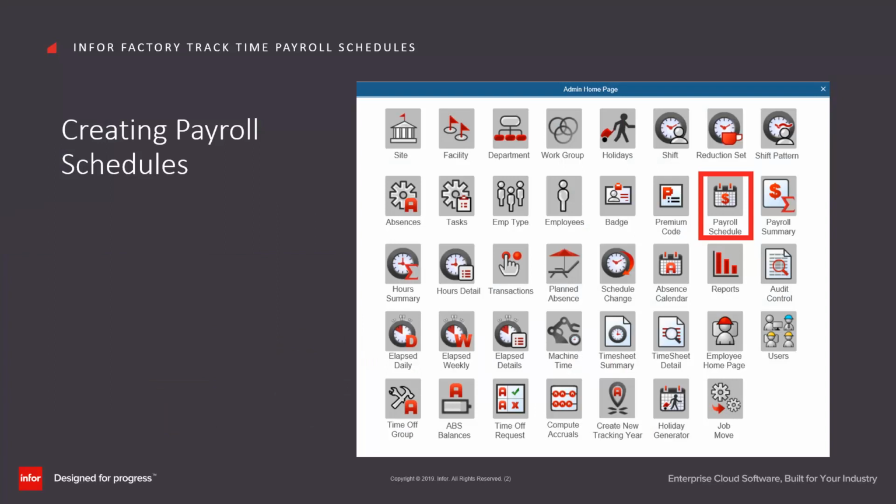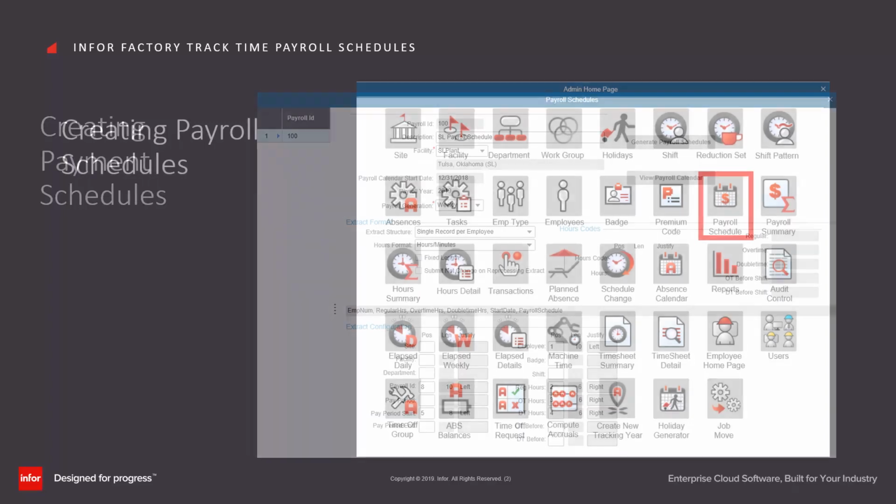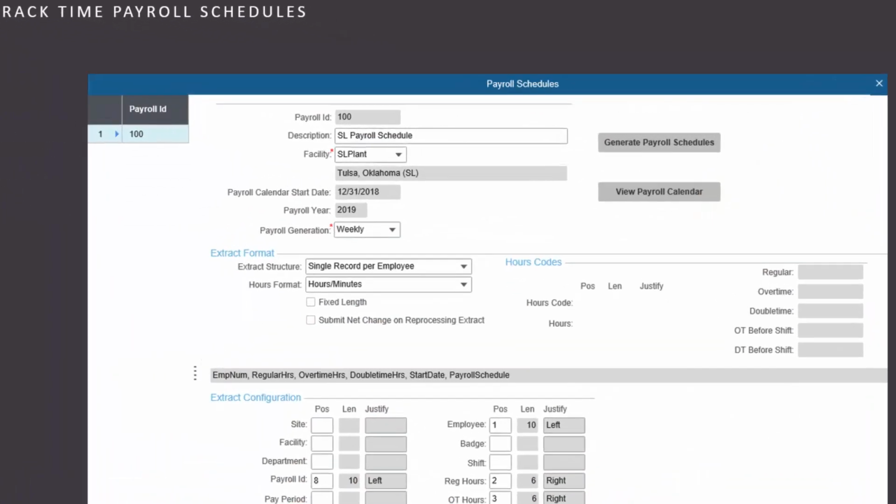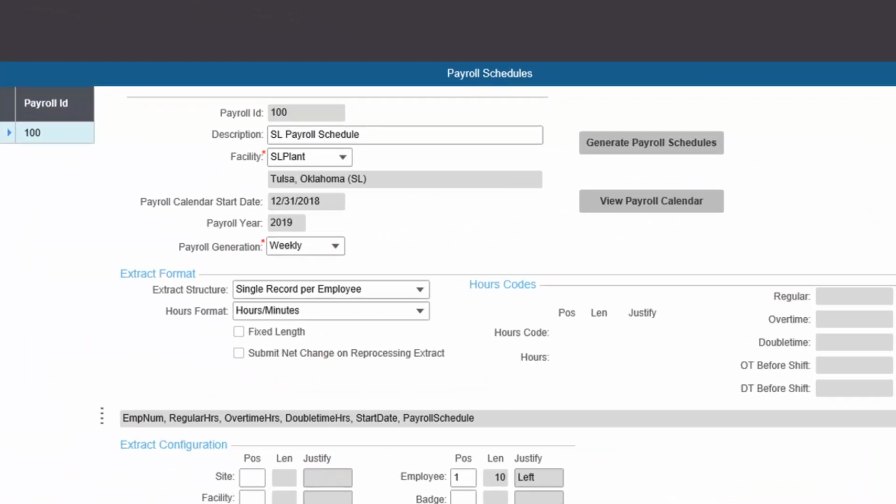We select the payroll schedule link on the administrator homepage to open the payroll schedules configuration form. We enter the payroll schedule and description along with the facility that the schedule belongs to. The payroll generation defines the duration of pay periods the schedule should use. The alternatives are weekly, every 2 weeks, every month, or twice a month.